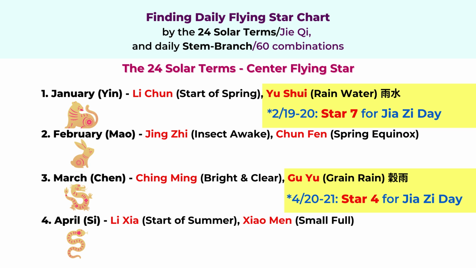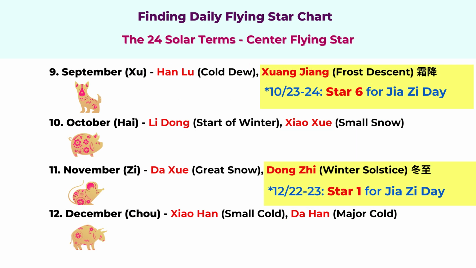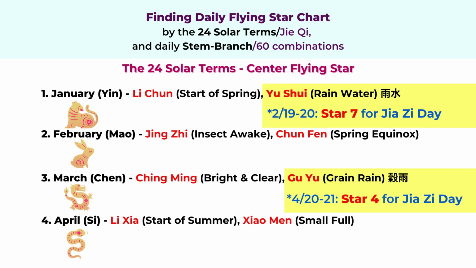So there are 6 important dates that will change the center star of the daily Flying Star chart. The first one is Dongzhi. That's December 22 or 23 with star 1 as Jiazi day star. And the next one is Yu Shui, February 19 or 20. That's star 7 as a Jiazi day. And the next one is the Gu Yu or the Grand Rain. That's April 20th to 21st. That's star 4 as the center star of the Jiazi day.